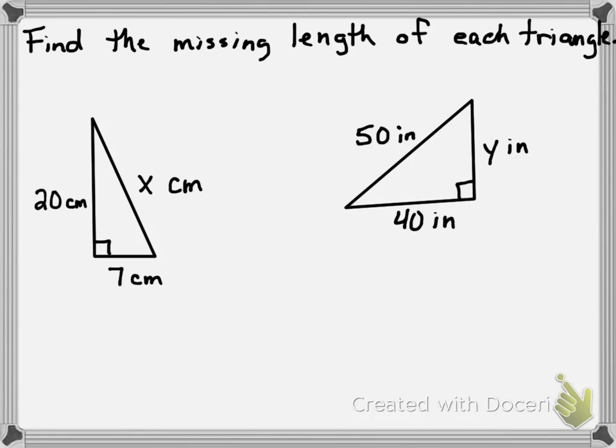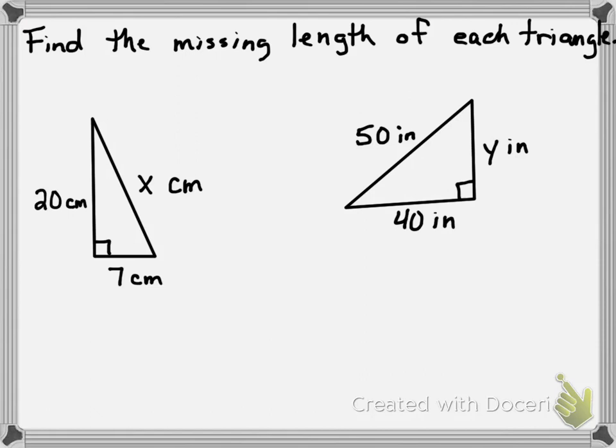Okay, so here are two triangles. Notice they're both right triangles. This one has one side that is 20 centimeters, one side that is 7 centimeters, and you need to find how long the other side is. Then on the other one, one side is 40 inches, another side is 50 inches, and you need to find the third side. I'm going to give you a second to work on that, and then we're going to go over them together.